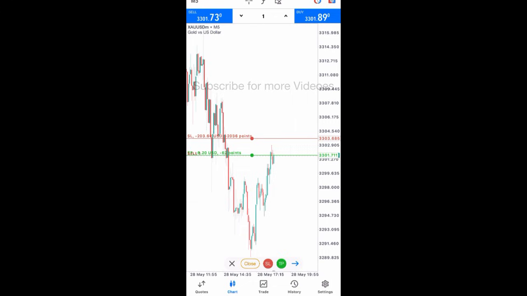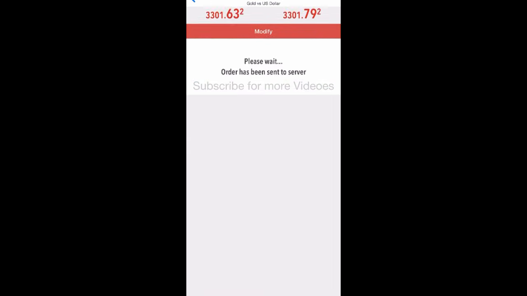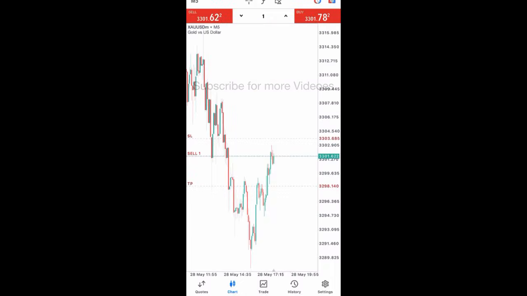And look at TP. The same if you tap on TP, as you're manually dragging it, it will show you the amount of money you will make if market gets to that point. Do you understand? Or get to that area or get to that line. And once you set it like this, you see this blue arrow, you tap on it and tap on modify. Now you've just manually placed a stop loss and a take profit right from the chart of your MetaTrader.